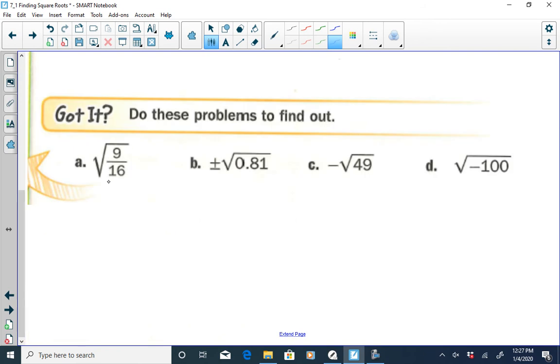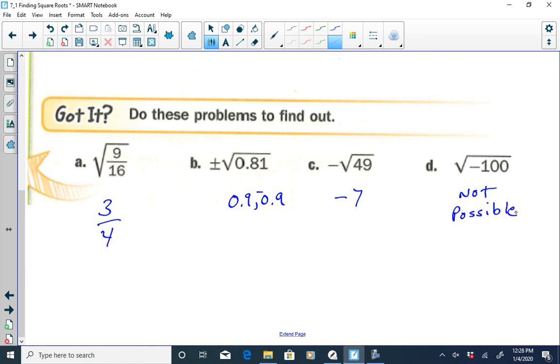Okay, we'll do a few more down here. Square root of 9 is 3. Square root of 16 is 4. Square root of 81, that's going to be what? 9/10, so that's going to be positive 9/10 and negative 9/10 as well. The opposite of the square root of 49, 7 times 7 is 49, so that's going to be negative 7. And this is not possible because we can't take the square root of a negative number.